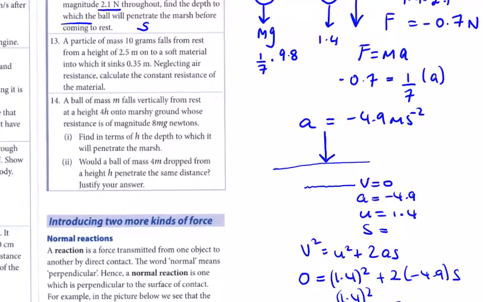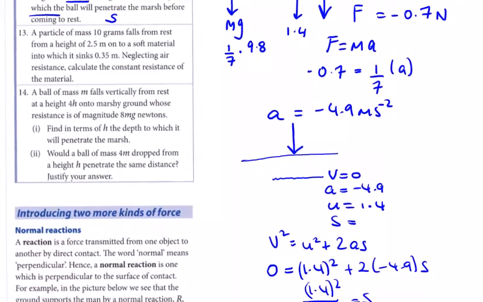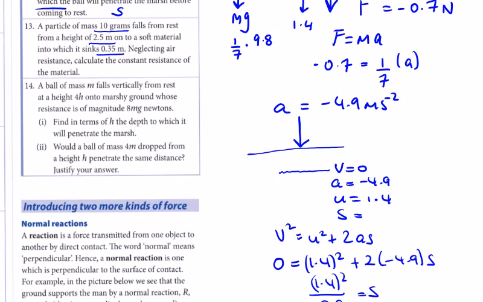Question 13 and 14 still to come. A particle of mass 10 grams falls from rest from a height of 2.5 meters onto a soft material into which it sinks 0.35 meters. Neglecting air resistance, calculate the constant resistance of the material.